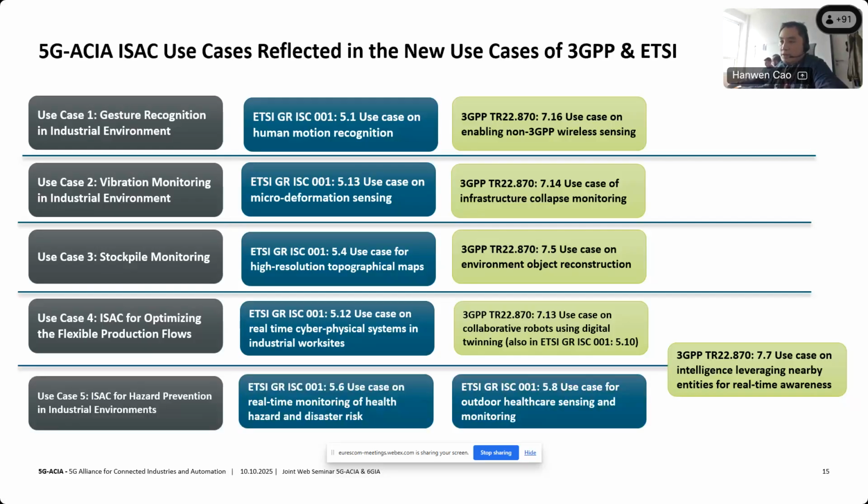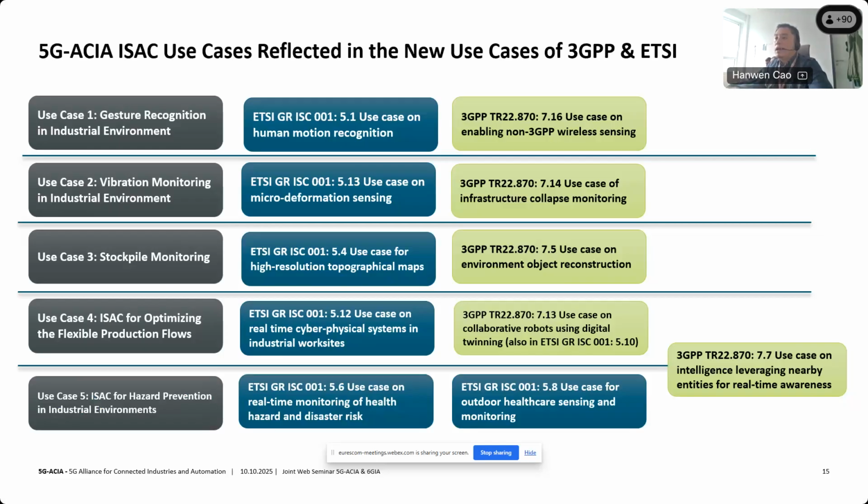And hazard prevention also receives high attention. There are two relevant use cases, to detect health hazards and disease risk, and to leverage sensing of ISAC for outdoor healthcare sensing and monitoring. So this is very encouraging. We see that most of the aspects 5G-ACIA is concerned about regarding ISAC have been partially interpreted in the ongoing standardization work from ETSI and 3GPP.